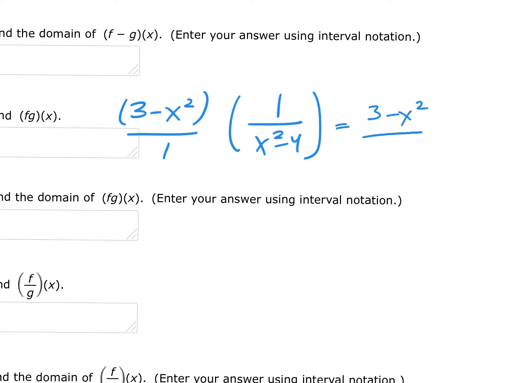How come I can't just cross off the x squareds? I agree, you can't, but do you know why? No, because it's being subtracted and added, it's not being multiplied. Correct, very good, very good.